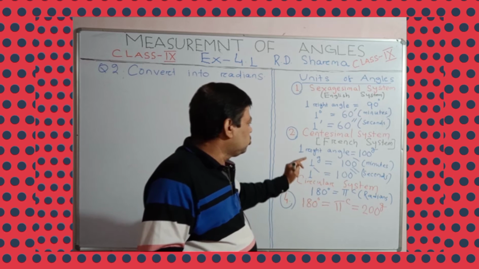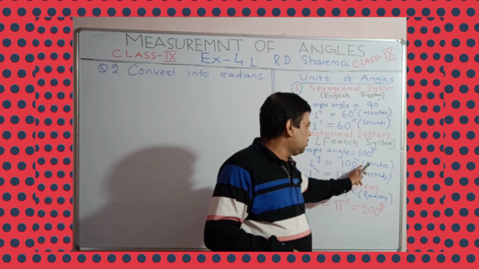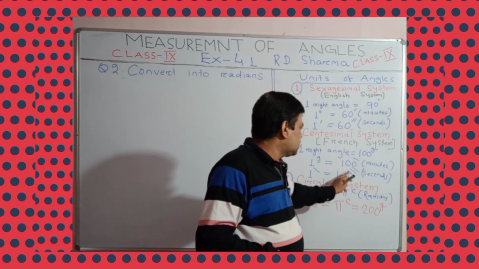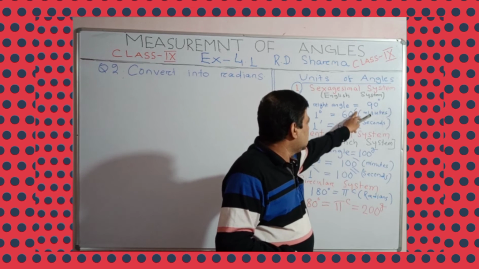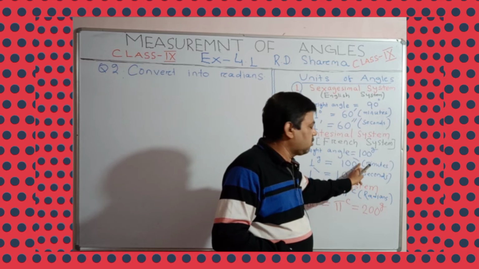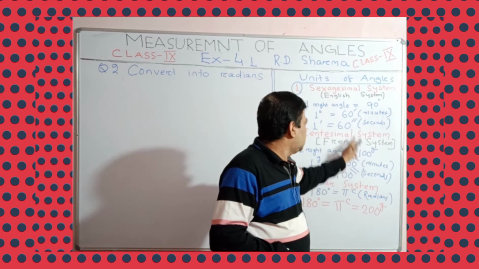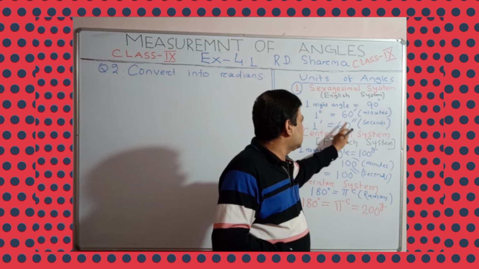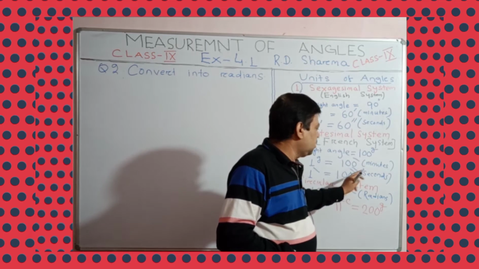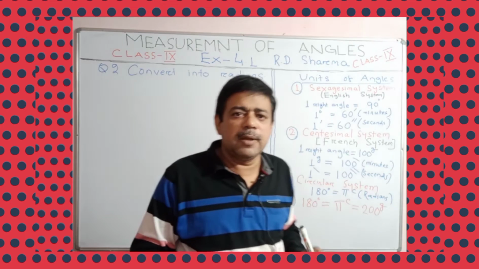In the centesimal system, otherwise known as the French system, one right angle is equal to 100 grade, 1 grade is equal to 100 minute, denoted by a backward slash. Here 1 minute is equal to 100 second. Here the minute is denoted by the symbol forward slash, and in this case it is backward slash. In the case of second, 1 minute is equal to 60 second, denoted by double forward slash, and here double backward slash.